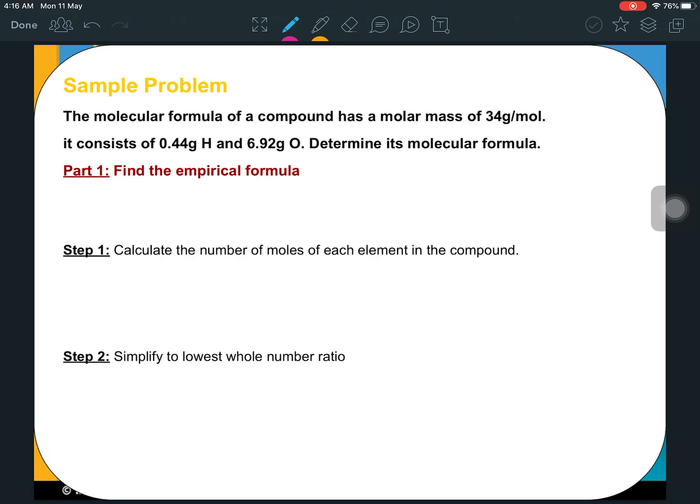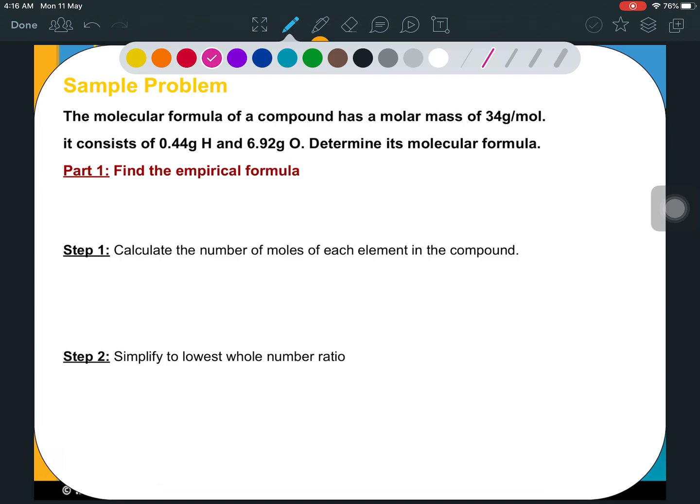So the first thing we're going to do is try to find our empirical formula according to the rules that we've been following previously. If you want a little bit of extra help in this, you can always go back and watch the day 2 and 3 videos, and that will really help you out.